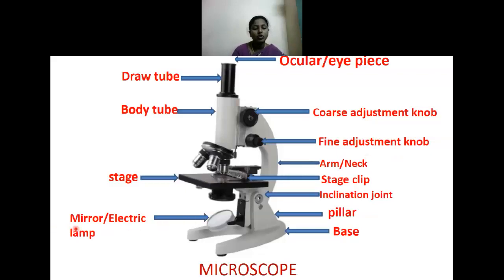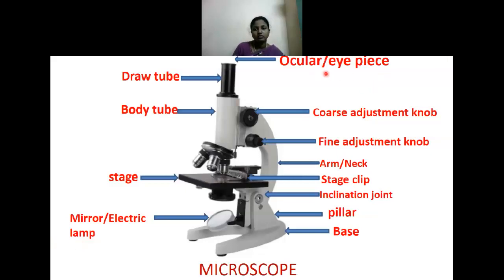Mirror, located beneath the stage, has concave and plane surfaces together and directs light in order to illuminate the object. Electric lamp, a built-in illuminator beneath the stage that may be used if sunlight is not preferred or is not available.